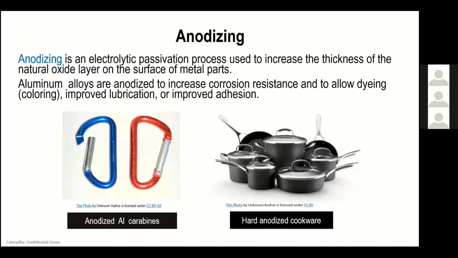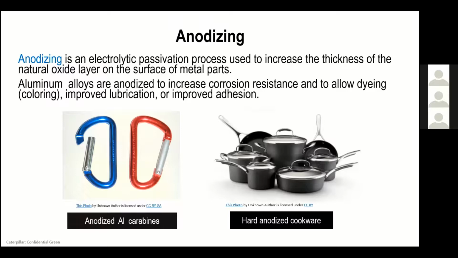Not to spend a whole lot of time on this, but anodizing is an electrolytic passivation process used to increase the thickness of the natural oxide layer on the surface of metal, and primarily you see it on aluminum. What's nice with these carabiners, these clips, is that it's a very, very thin coating, and they can dye it. So when you start seeing some aluminum, you might see some really pretty colors.